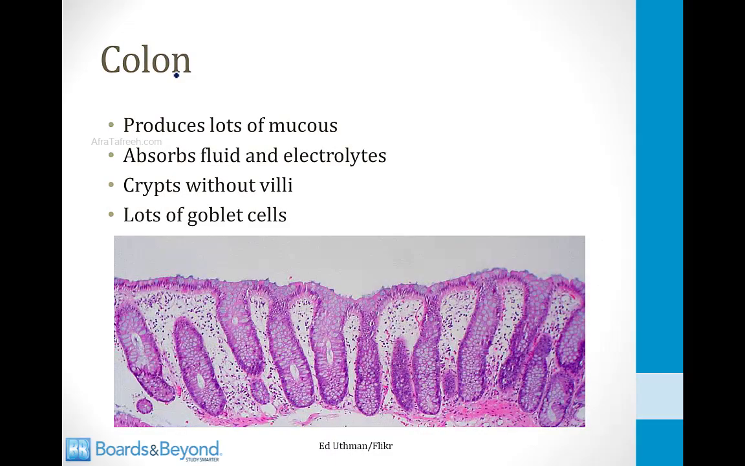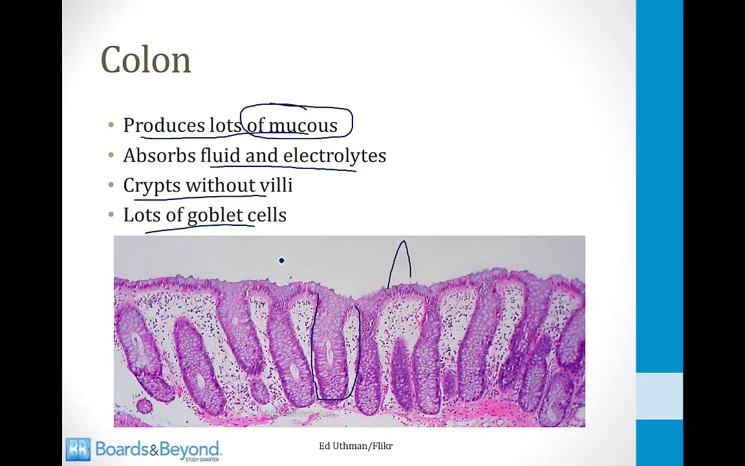Let's move on to the colon. The colon produces lots of mucus. It also absorbs fluid and electrolytes. And on histology, the hallmark of the mucosa of the colon is to see crypts without villi. This is a picture of a cross-section through the colon. You can see these deep crypts here, but there are no villi as you would see in the small intestine. There are lots of goblet cells present to produce all that mucus in the colon. You can see lots of goblet cells lining these crypts.